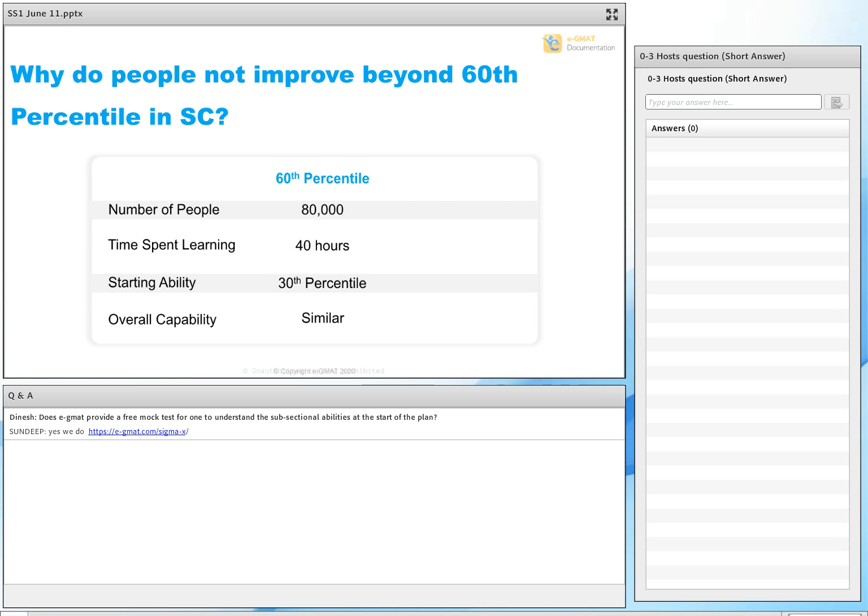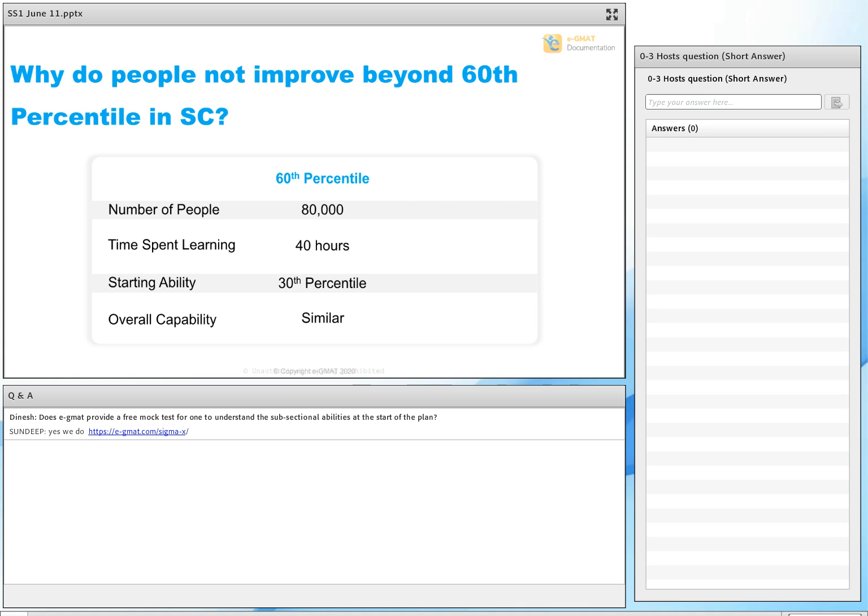So when you think about 60th percentile, many people get stuck at 60th percentile, and I'm going to take an example of just one subsection. Why? Because as we know, everything that applies to one subsection also applies to every other subsection. The process of learning is the same. The content of learning may be different, but the process is the same. Okay.